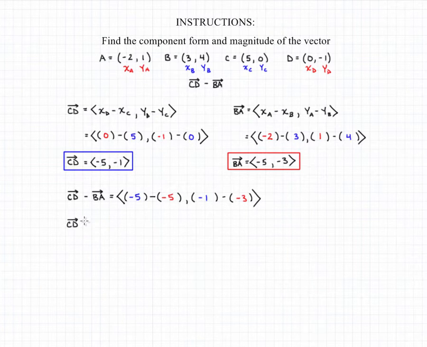And if we work all that out, that will give us our final answer for vector CD minus vector BA in component form, which is 0, 2.